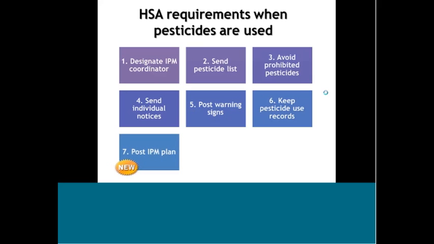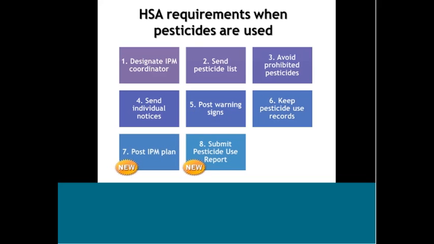You need to create an IPM plan using the template provided by DPR on our website. The completed IPM plan must be posted on your school's website. Include the website address in the annual pesticide notification. If your school doesn't have a website, you must send it to each parent with your annual pesticide notification. We will talk more about the IPM plan later in the presentation.